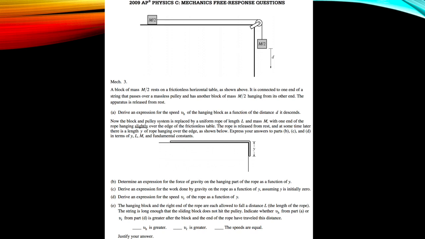Everyone. In this video, we're going to go over the 2009 AP Physics C Mechanics free response question number 3. So the question says, a block of mass m/2 rests on a frictionless horizontal table as shown above. It is connected to one end of a string that passes over a massless pulley and has another block of mass m/2 hanging from its other end. The apparatus is released from rest.